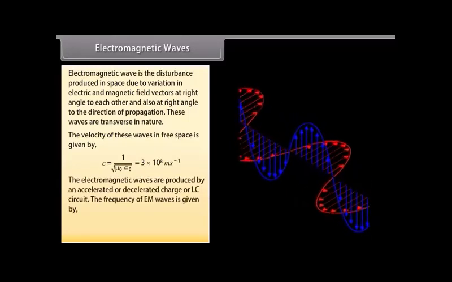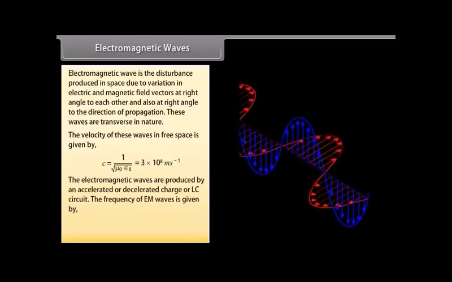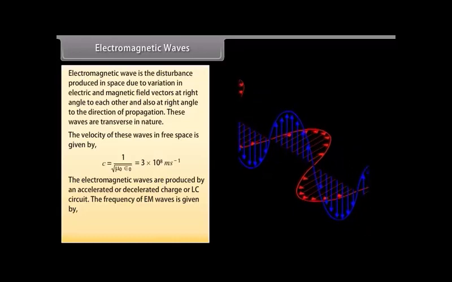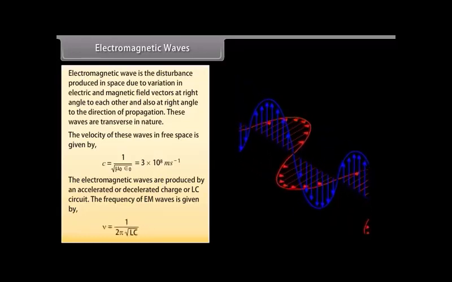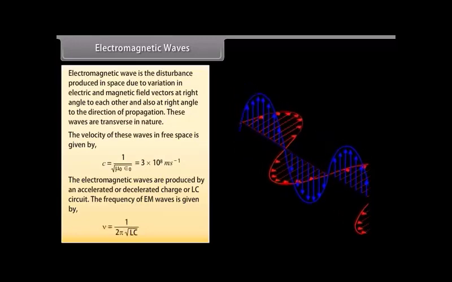The electromagnetic waves are produced by an accelerated or decelerated charge in an LC circuit. The frequency of EM waves is given by 1/(2π√LC).